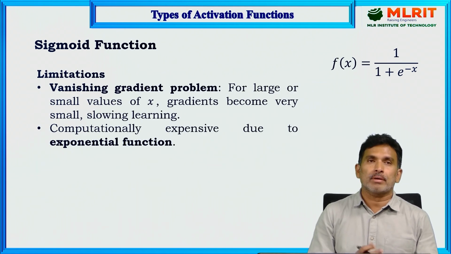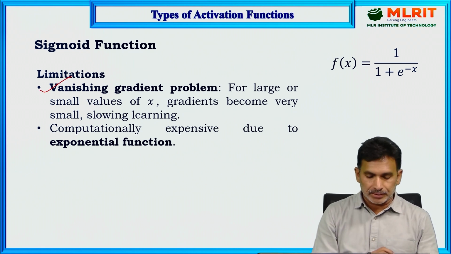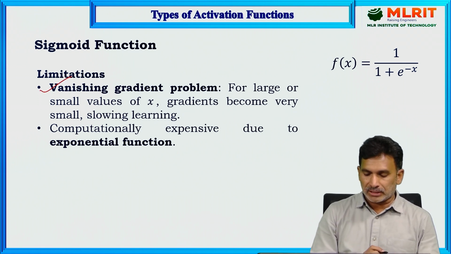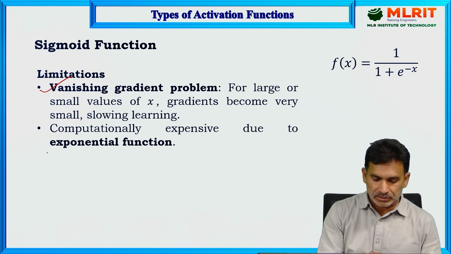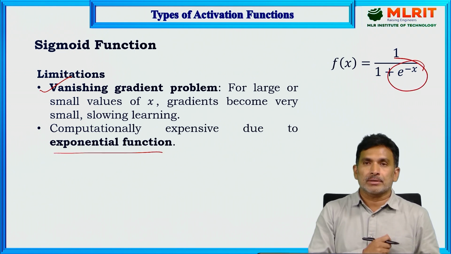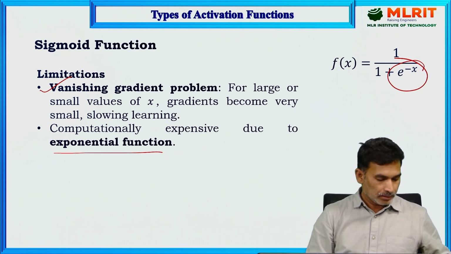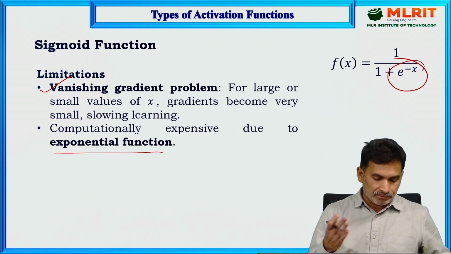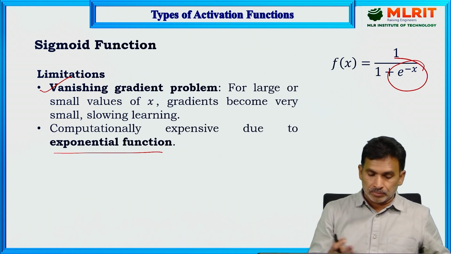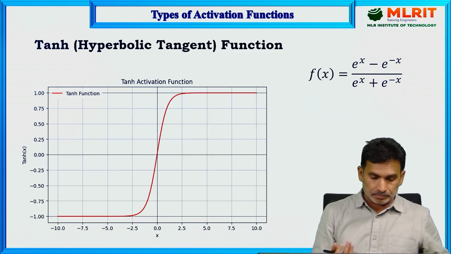Looking at the limitations we already discussed, one is the vanishing gradient, and another disadvantage is that it is computationally expensive due to the exponential function. This would be computationally expensive because in the real world many layers are stacked, there are many inputs, and many parameters need to be tuned.